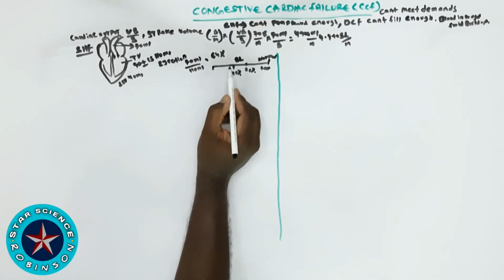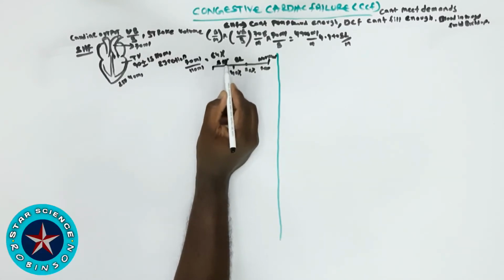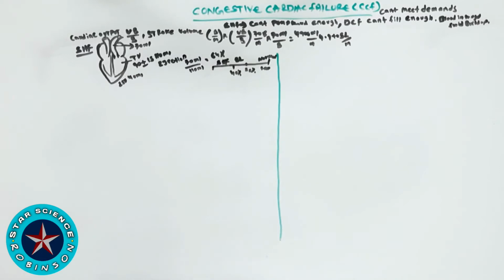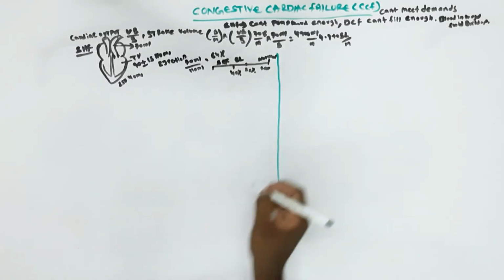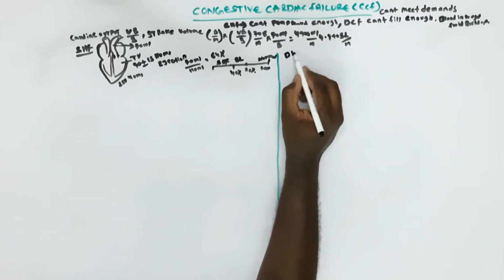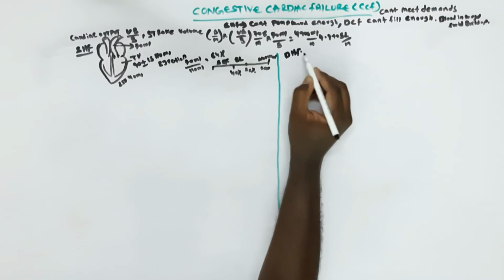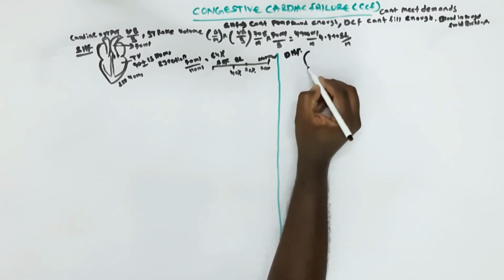So this is about systolic heart failure. There will be no proper pumping of blood by our heart. Next we'll see about diastolic heart failure. Now if you see about diastolic heart failure, again we'll see about the total volume.